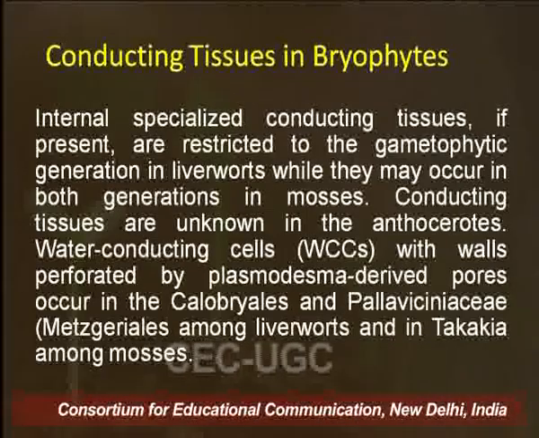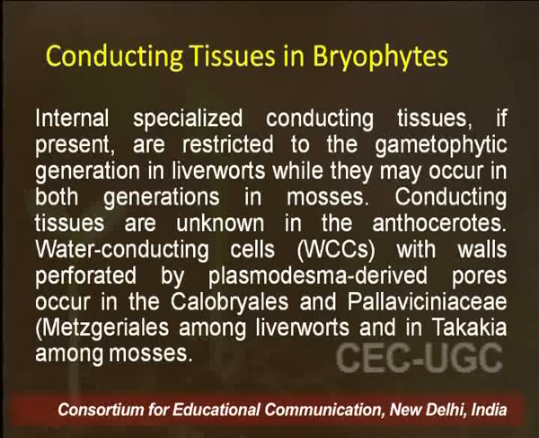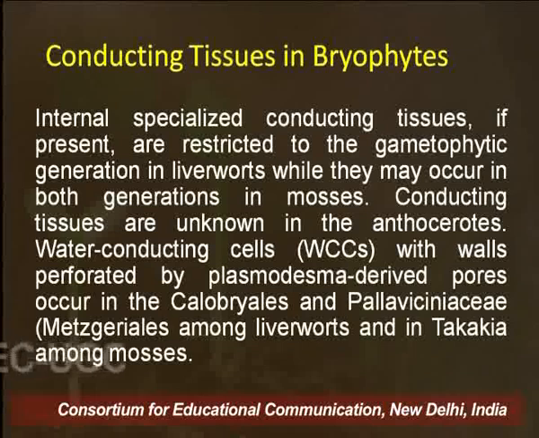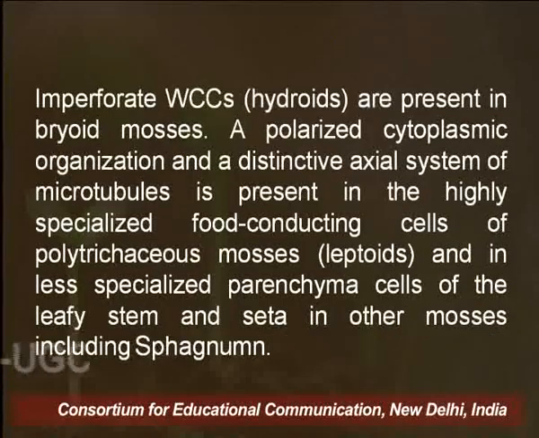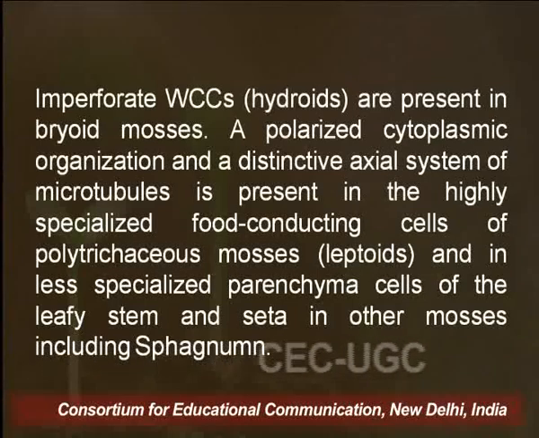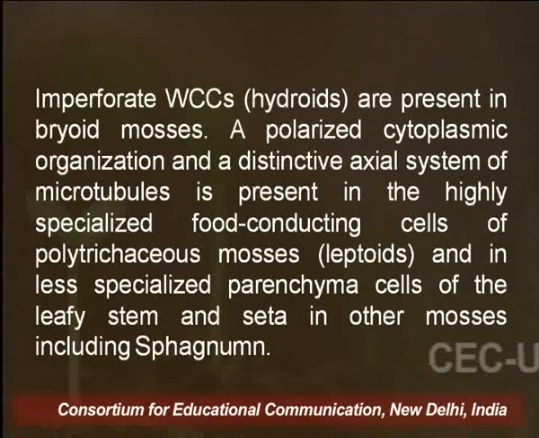Water conducting cells, or very popularly called WCCs, with walls perforated by plasmodesma derived pores, have been found occurring in Calobryales and Pallaviciniaceae. These are the members of Metzgeriales, and Takakia amongst mosses. The imperforate WCCs, also known as hydroids, are present in bryoid mosses.